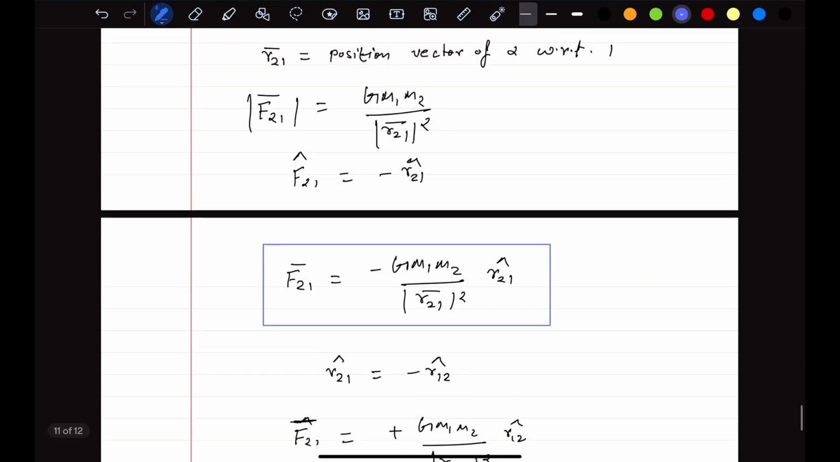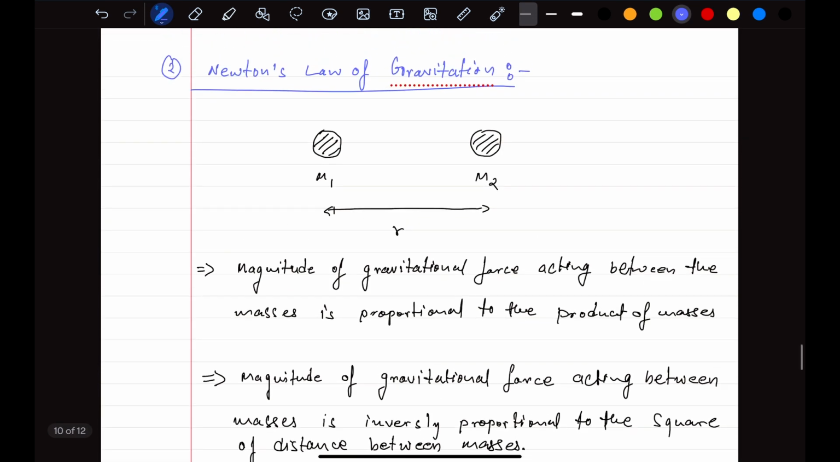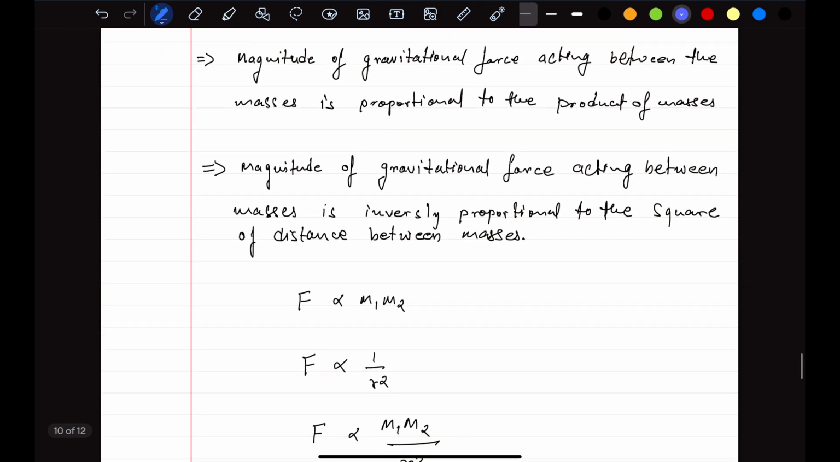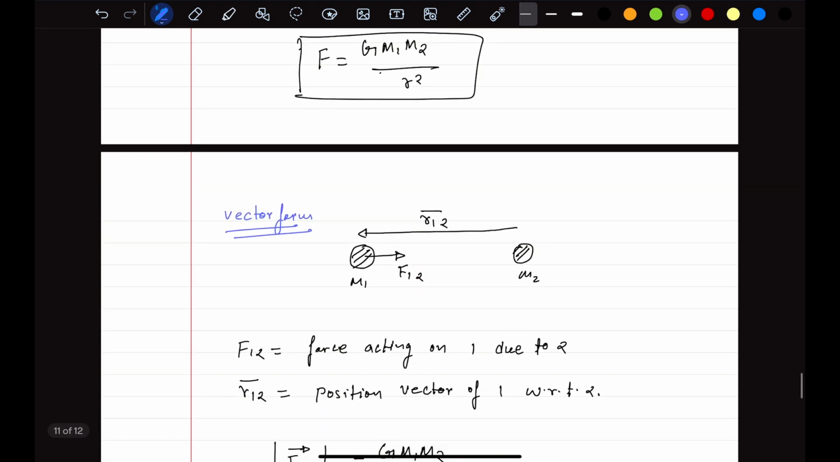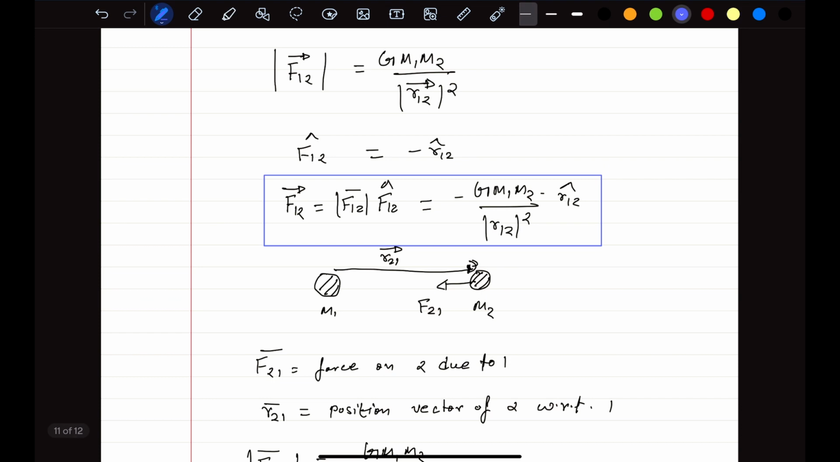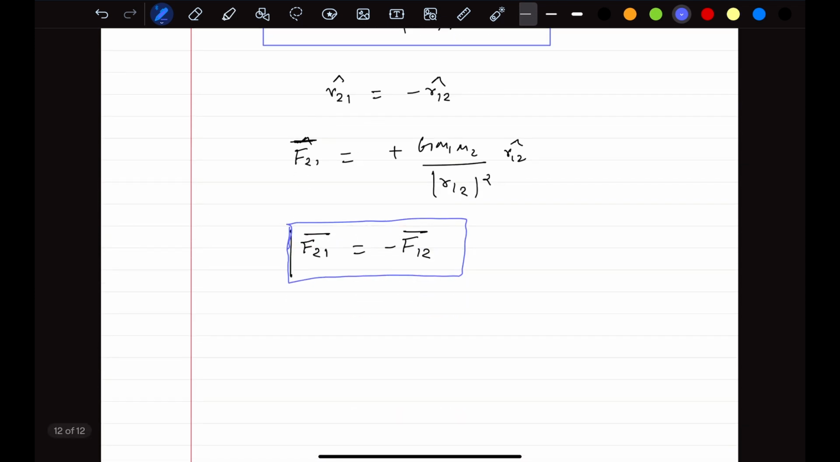So we have got multiple results from this Newton's law of gravitation. First, we just gave the statement. These were the two statements from the Newton's law of gravitation, and then we formulated a formula for the calculation of the magnitude of the gravitational force, and that force was F equals to G m1 m2 divided by r square. And then next we used the vector format. So F12 vector is minus G m1 m2 divided by r12 square multiplied by r12 cap. We calculated the F21. Now we got F21 vector is negative of F12 vector.